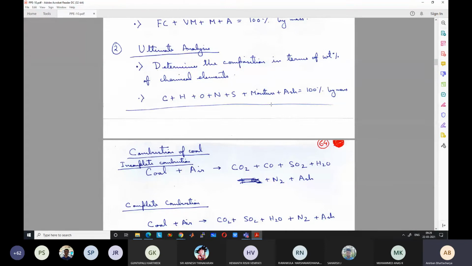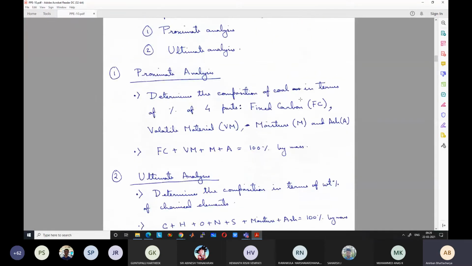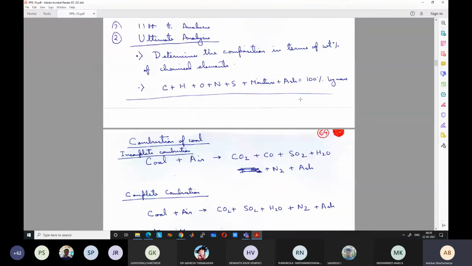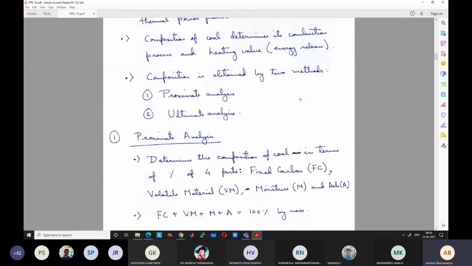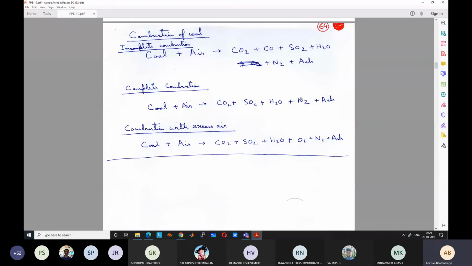So these are the two types of analysis which can be done to find out the composition and quality of coal. You can read more about the different types of coal, like anthracite and bituminous coals, if you want. But our interest in this course is more on the mathematical side. So we are going to quickly jump into some problems. In the exams also you can expect more problems.